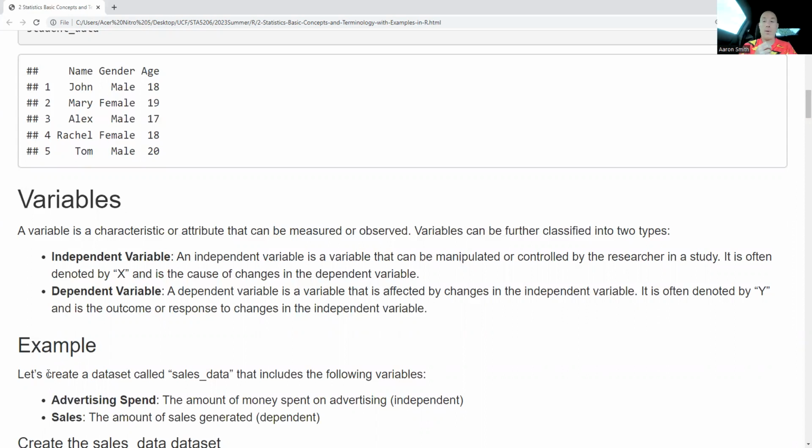All right, so here, independent variable is a variable that is not influenced by the dependent variable, while the dependent variable is influenced by the independent variable. Dependent variable is a variable that is affected by changes in the independent variable, is often denoted by Y, and is the outcome or response to changes in the independent variable.